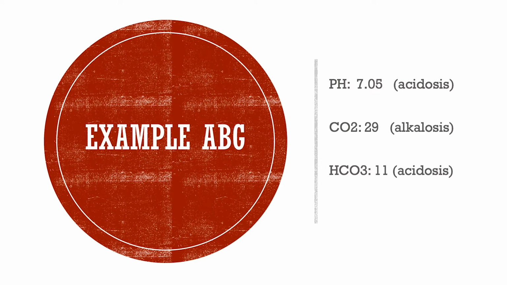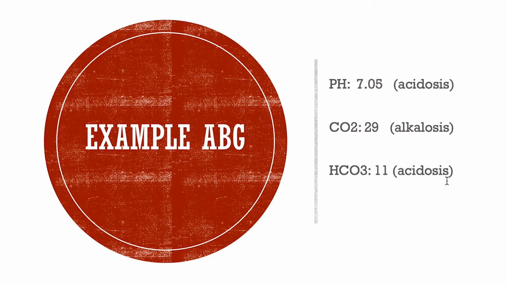So here we're going to have a pH of 7.05, which is going to be acidotic, our CO2 of 29, which is going to be alkalotic, and our bicarb of 11. So the first thing I like to do when I get an ABG is, whether it's in my head or actually writing it down, I just write down where these values land. So our pH of 7.05 is acidotic, our CO2 of 29 is alkalotic, and our bicarb of 11 is acidotic. And that's just the first step.